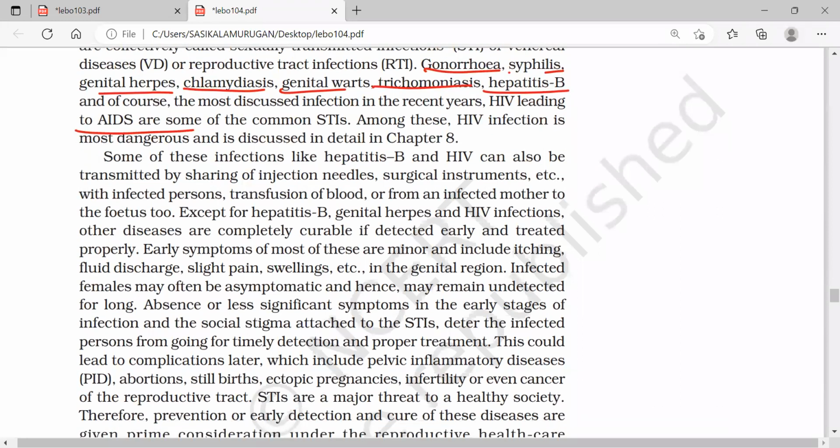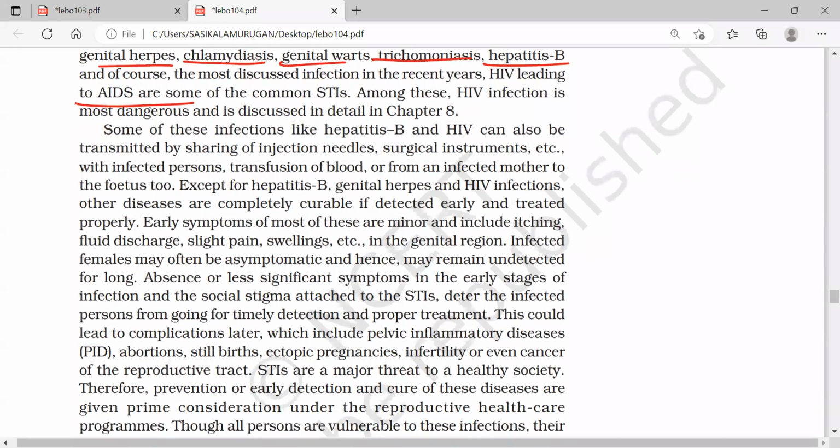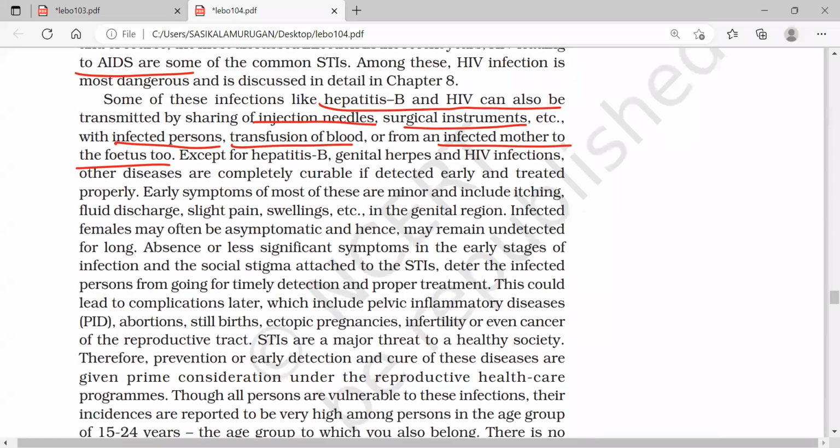Some of these infections, like hepatitis B and HIV, can also be transmitted by sharing injection needles and surgical instruments. This is something we already know. They can also spread through the use of infected persons' items and blood. It is even transferred from infected mothers to the fetus. Except for hepatitis B, genital herpes and HIV, other diseases are completely curable. So if asked which sexually transmitted diseases are not curable, the answer is hepatitis B, genital herpes and HIV infections.